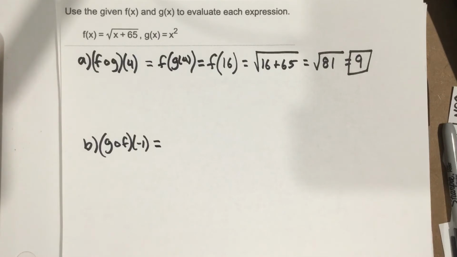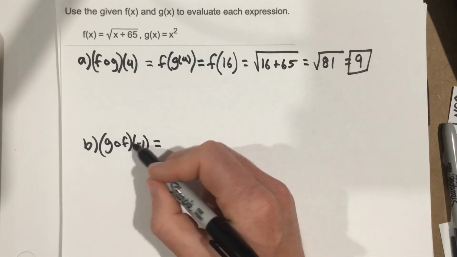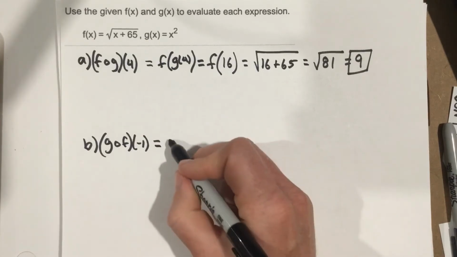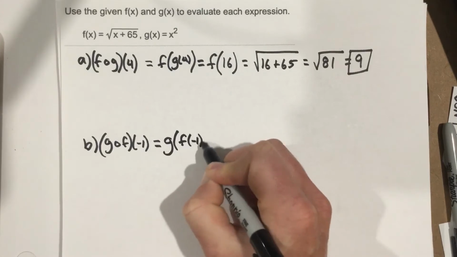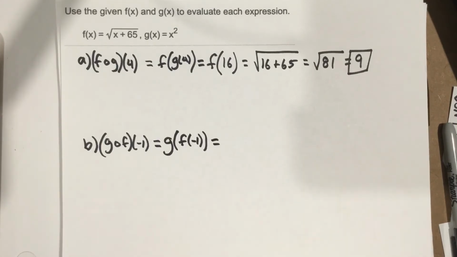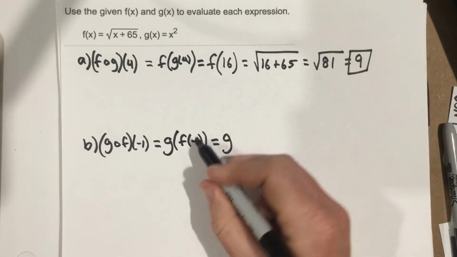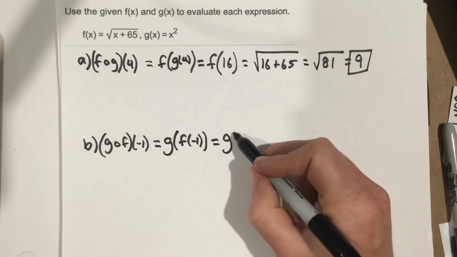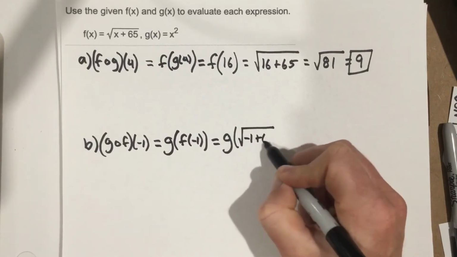Now let's do g of f of negative 1. So we're doing this the opposite way this time. Negative 1 is going to be plugged into f. That result will get plugged into g. So we're going to have g of f of negative 1, which is going to equal, and I'll even write it out farther, so g, when I plug the negative 1 in, I'll get g of root of negative 1 plus 65.